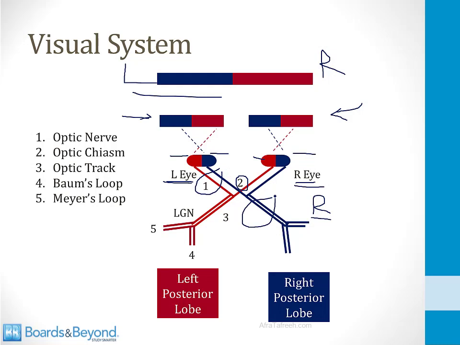The opposite occurs for the red signals coming from the right side of reality and coming from the left side of both eyeballs. They also join together and travel in the optic tract on the other side of the body. From here, signals travel to the lateral geniculate nucleus, and at that point they split into 2 projections which go to the posterior lobe of the brain. One of those projections is called Baum's loop, the other one is called Meyer's loop. And it's very important you understand this illustration I've shown on the screen, because as we will see, defects of each of the 5 points in this visual system result in characteristic eyesight deficits.